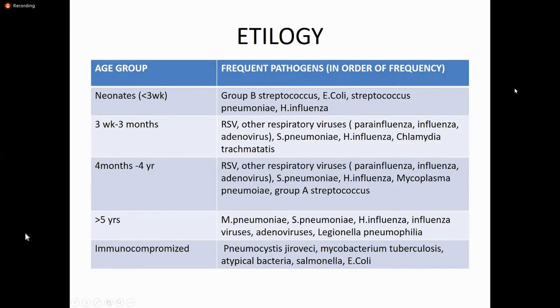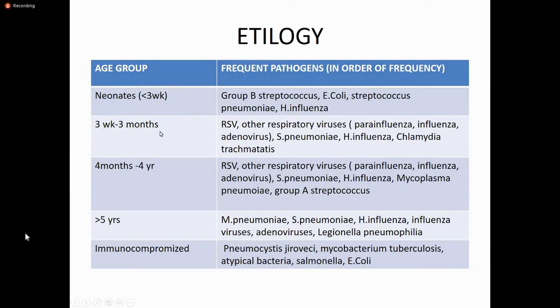Okay, this is a very important slide, which is showing the etiological agents in different age groups. We can see that in the neonatal age group, especially in the neonates who are less than 3 weeks of age, group B Streptococcus and E. coli are the most common organisms which cause pneumonia. And this is followed by Streptococcus pneumoniae and H. influenzae. So bacterial pneumonias are more common in this age group.